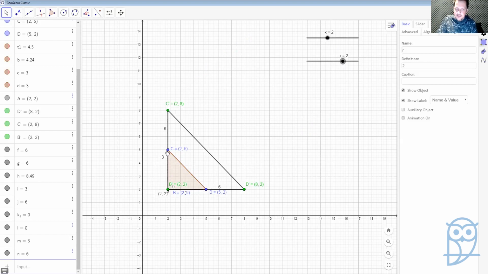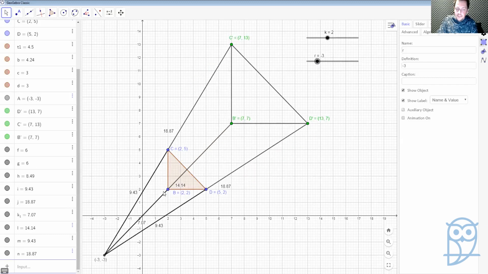So the length there is 3, the length there is 6. That length is still 3, that length is still 6. And that is crucial. All you're doing by changing the center of enlargement is changing where you're going to be putting the triangle. Any questions on this at the moment?